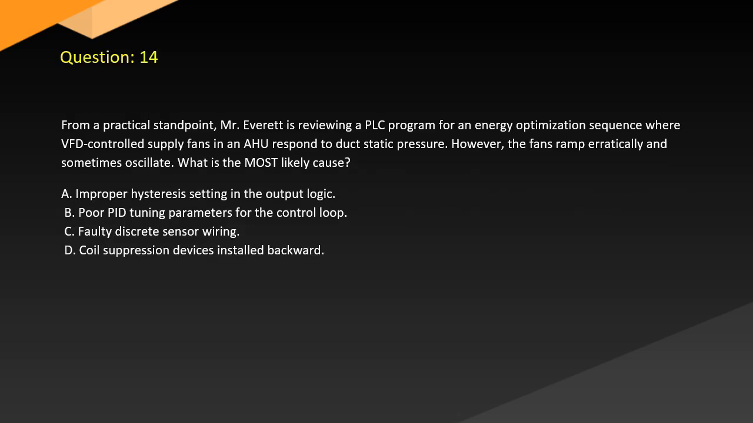Question 14. From a practical standpoint, Mr. Everett is reviewing a program for an energy optimization sequence where VFD controlled supply fans in an AHU respond to duct static pressure. However, the fans ramp erratically and sometimes oscillate. What is the most likely cause? A. Improper hysteresis setting in the output logic. B. Poor PID tuning parameters for the control loop. C. Faulty discrete sensor wiring. D. Coil suppression devices installed backward.